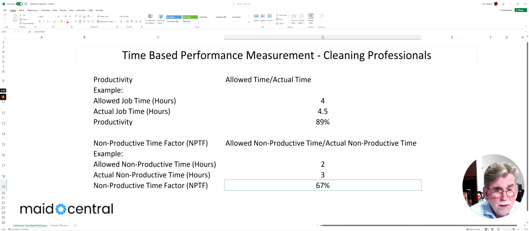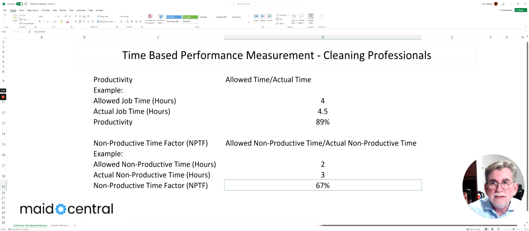That's not good. Now, there could be reasons for that beyond their control. Maybe there was bad traffic, maybe the car broke down. You know, there's a lot of things that could happen. But you're going to see this number on the employee stats report. And if you do this day after day after day, and if consistently a cleaning professional has a non-productive time factor of less than 100%, you know, that's an opportunity to have a discussion and to help them figure out ways to use their non-productive time more effectively.